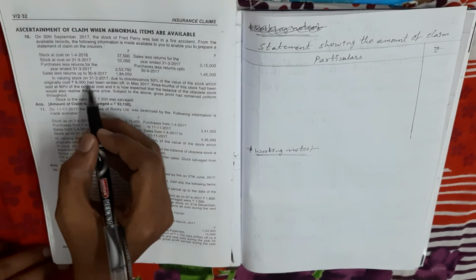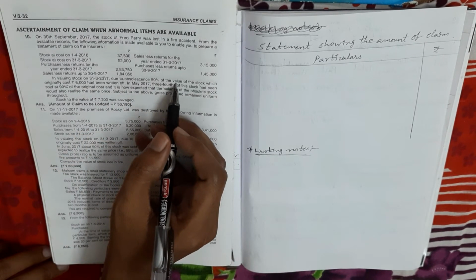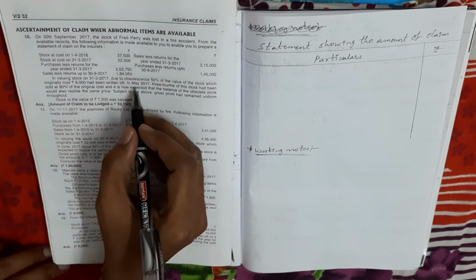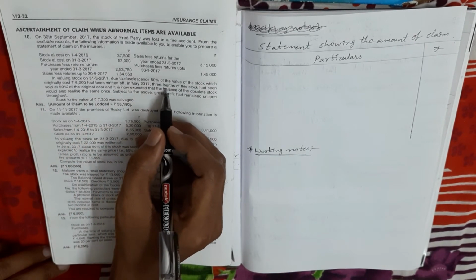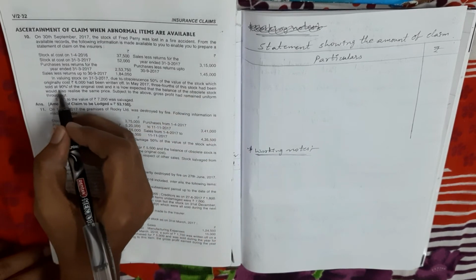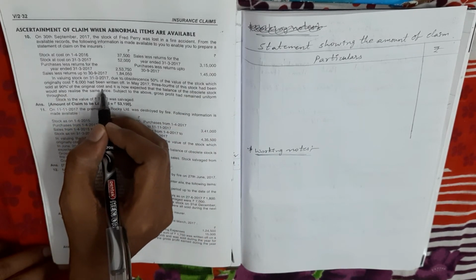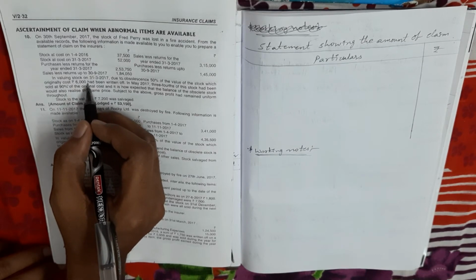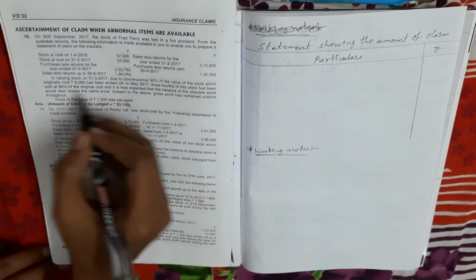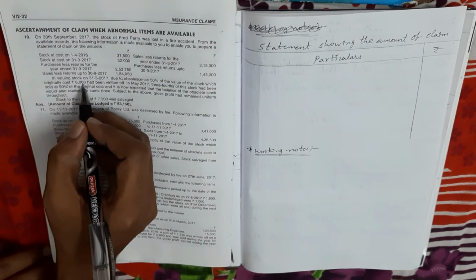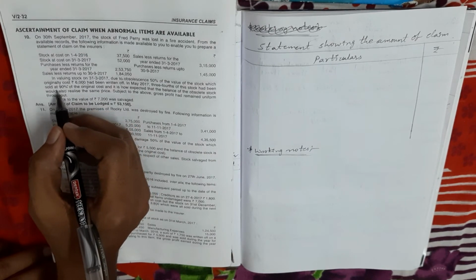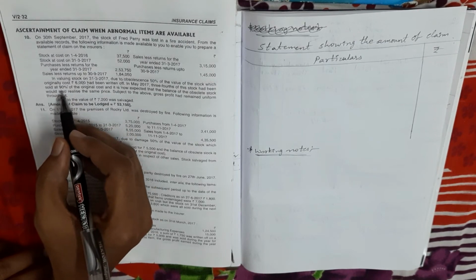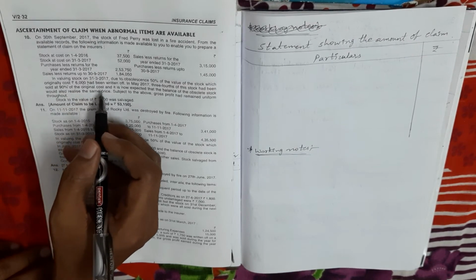See, in 6,000, 50% of the amount is abnormal items value. In May 2017, 3/4 of the stock had been sold at 90% of the original cost. In total, abnormal item value is 6,000 now. So in 6,000 rupees, only 3/4 of the goods are sold at 90% of the original cost.